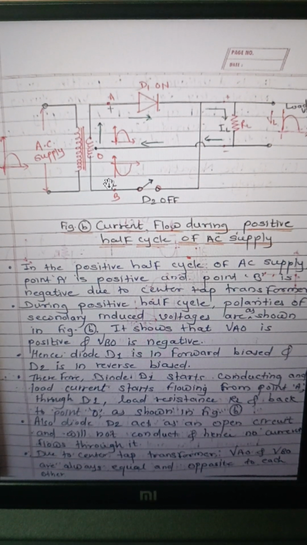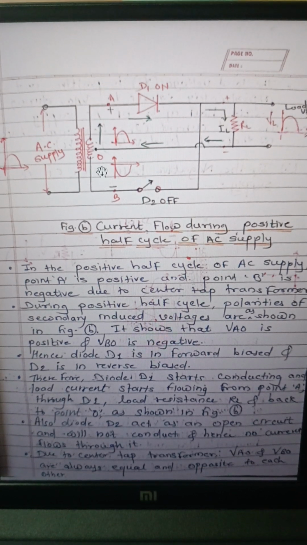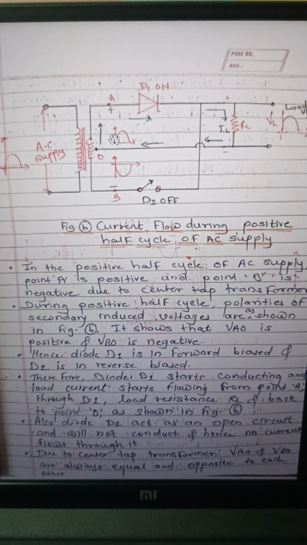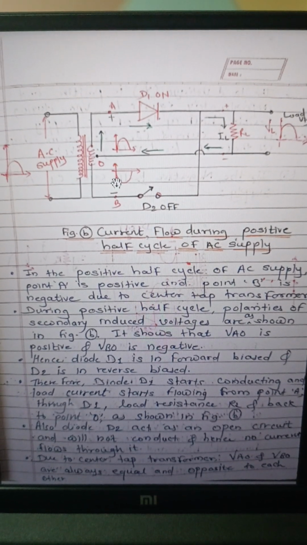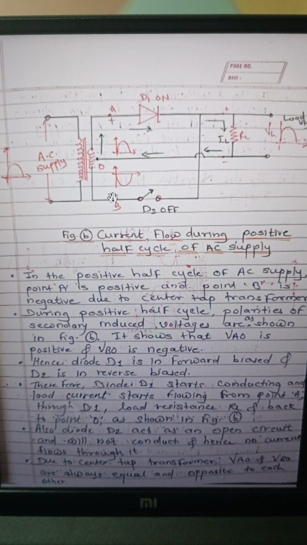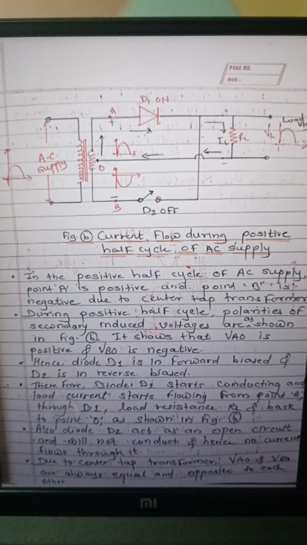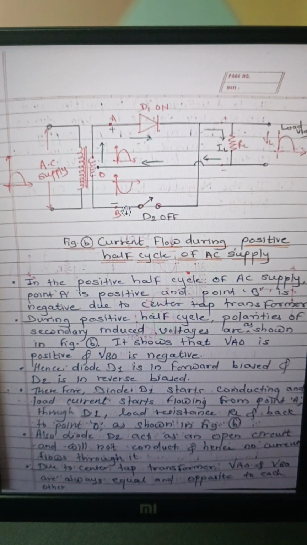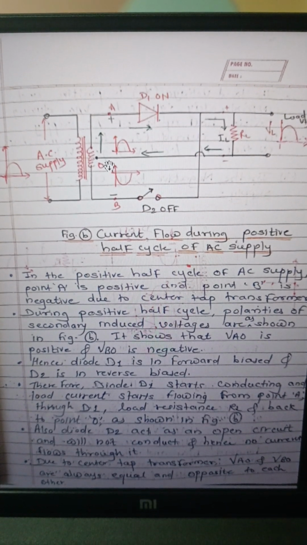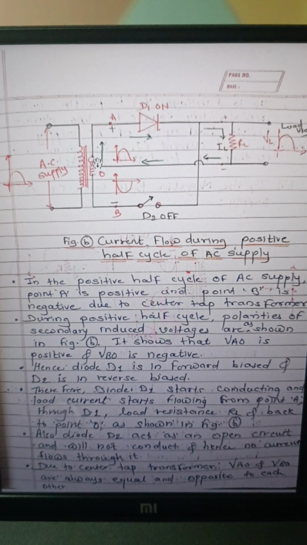That is VAO and VOB. You can say VAO and VBO. Okay, so these two induced voltages are equal in proportion but opposite to each other. So during the first positive half cycle, point A is positive with respect to point B, means voltage VAO is positive and voltage VBO is negative.